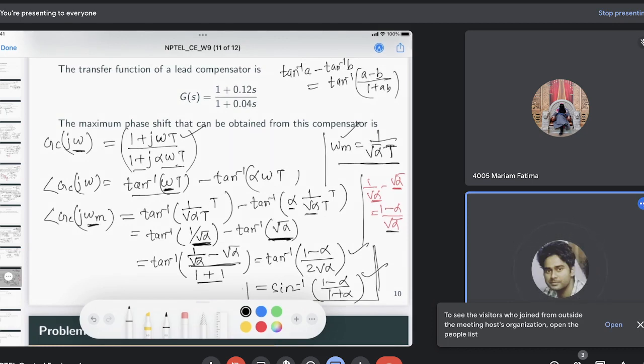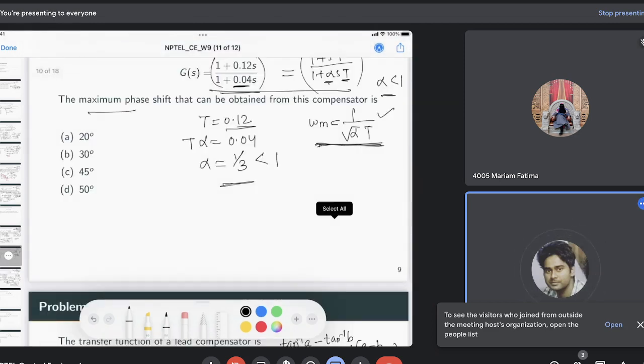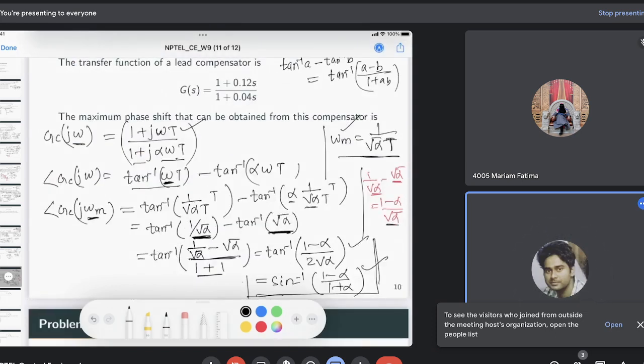So we'll just compute this. Alpha is what? Here we have computed 1 by 3, so we'll put 1 by 3 here. So 1 minus 1 by 3 is 2 by 3, so tan inverse of 2 by 3 in the numerator, and in the denominator 2 times square root of 1 by 3, right? Just simplifying that, it will come to tan inverse of 1 by square root 3, so 30 degree.